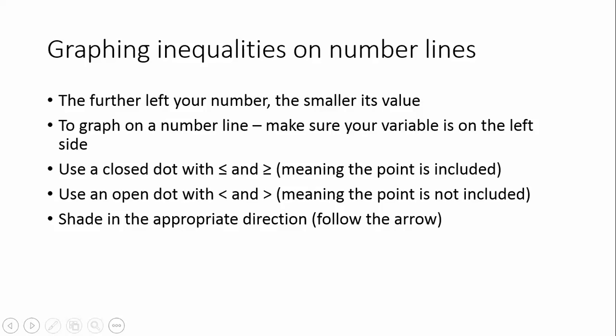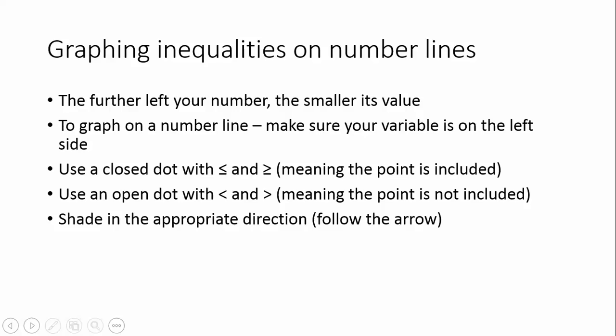Last, we want to talk about graphing inequalities on number lines, and there are quite a few directions here, and some of these you may know, and some may seem obvious or simple to you, but I would like you to write these down. If you want to try to shorten the way it's written out, that's fine. So the further left your number, remember on a number line, the smaller its value. So if you think about a number line, the further left you go, the more negative you are, or the smaller the number is. When we graph on a number line, make sure your variable from the inequality is always on the left side. And that will help us with shading.